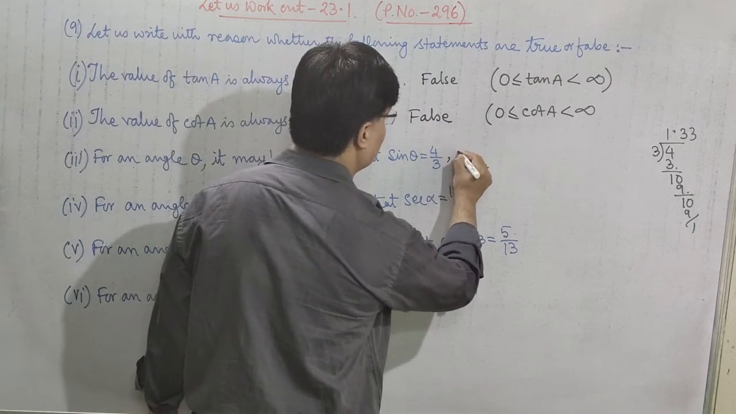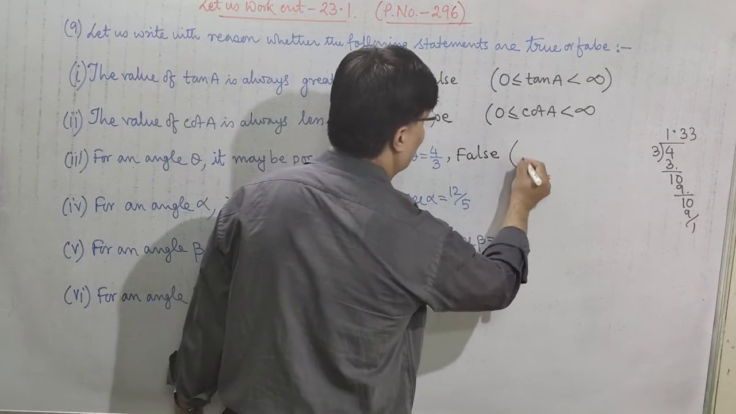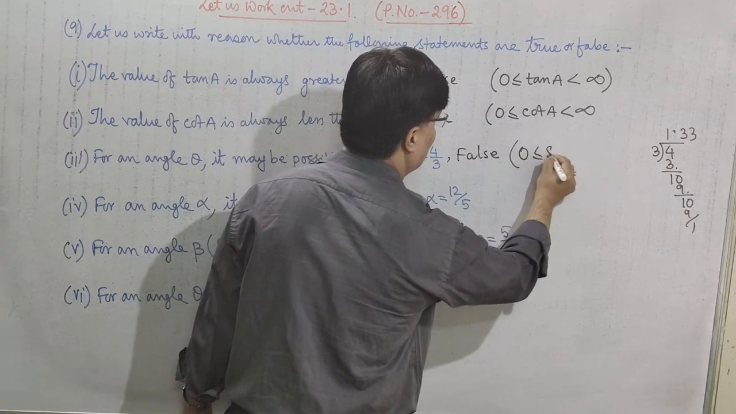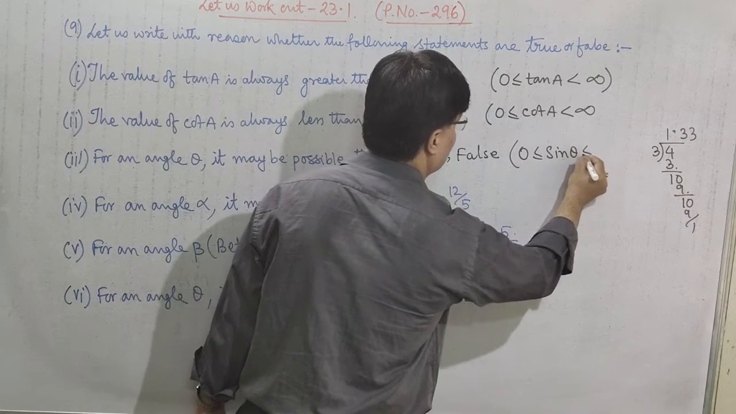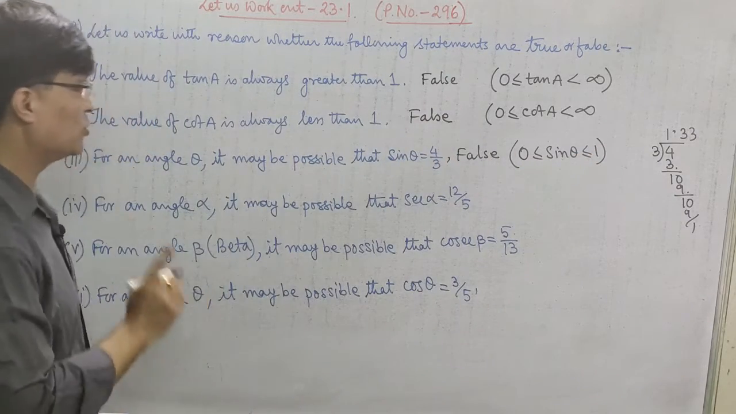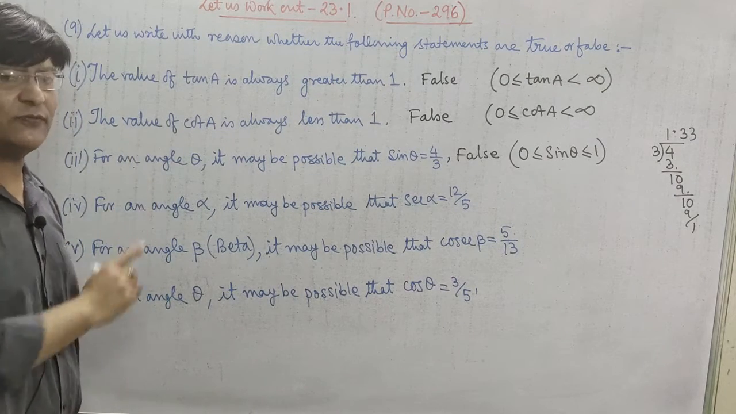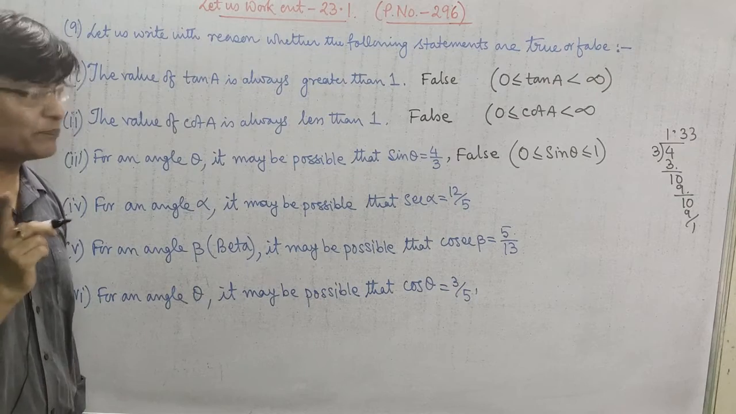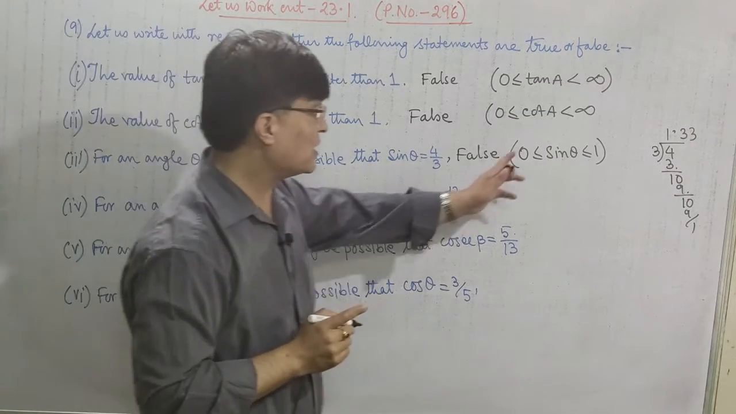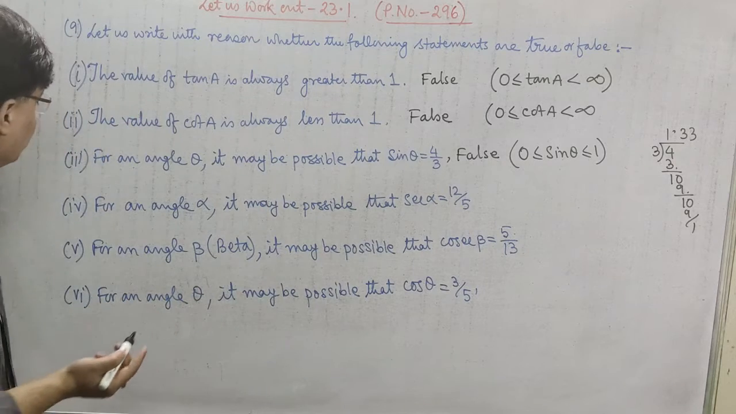So it is false, because the value of sine theta always lies within 0 and 1. For this reason, this statement is false. It may be possible that sine theta is equal to 4 by 3? Is it correct? No, this is false. Is that clear? Because the value of sine theta always lies within 0 and 1. So this is the reason, right?